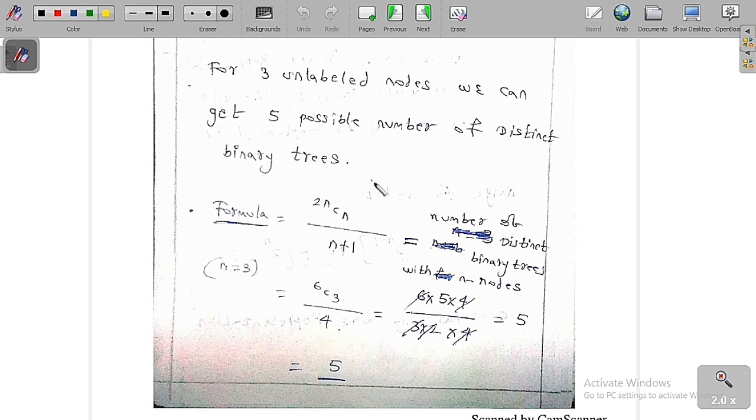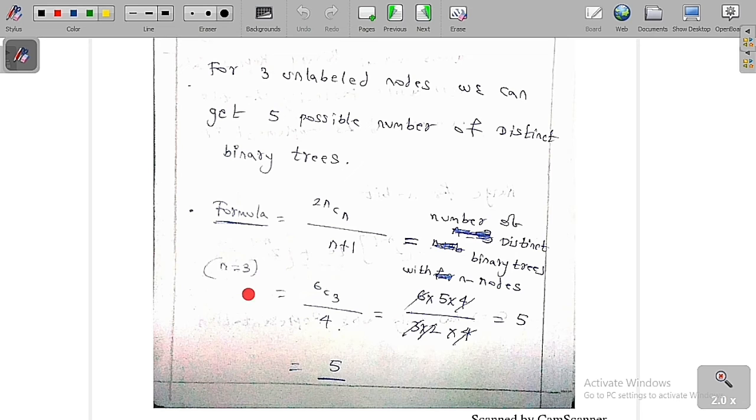The formula to remember is very simple, which is 2n Cn by n plus 1, where n is the number of nodes. This formula is going to give you the number of distinct binary trees you can get with the help of n nodes.